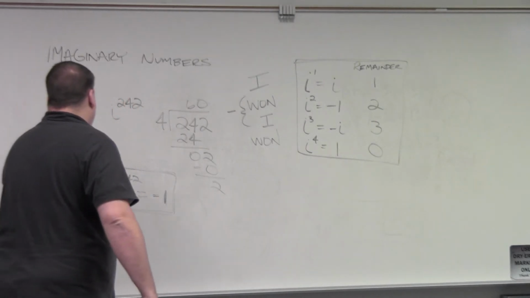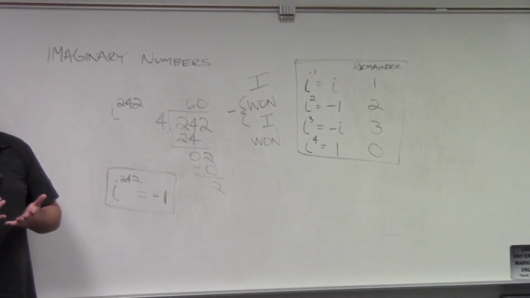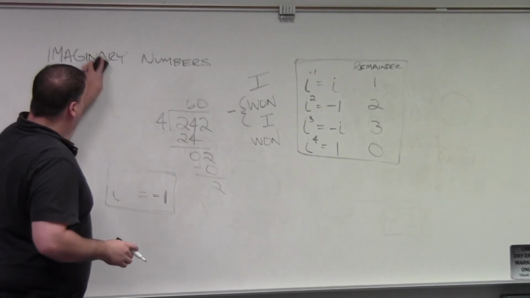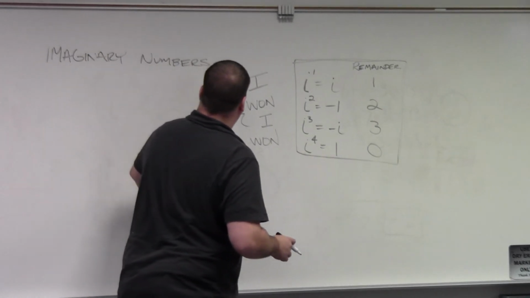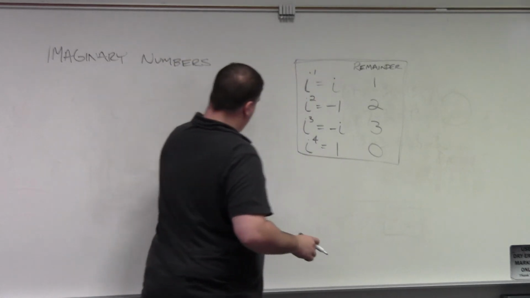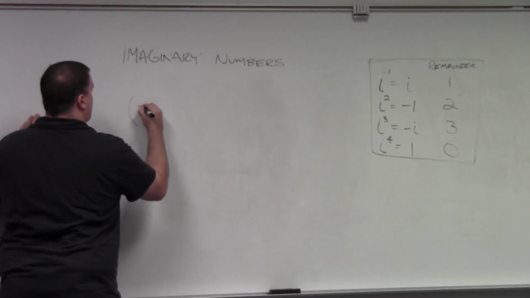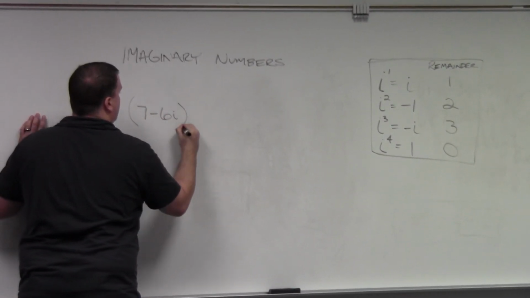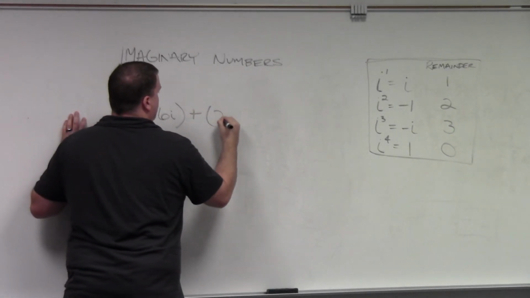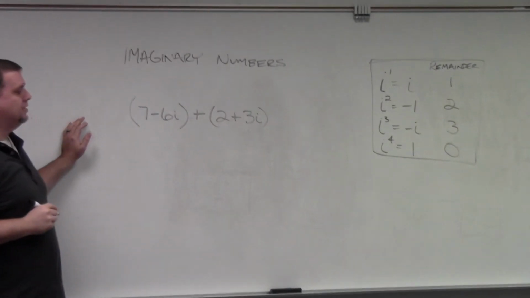Well, with complex numbers you can do operations: addition, subtraction, multiplication, and division, just like other numbers. They still work along the same way. So let's fix that. So we have 7 minus 6i plus 2 plus 3i. We're just adding 2 complex numbers together.